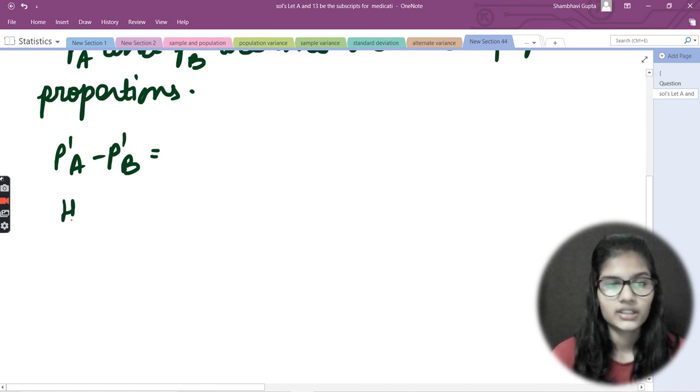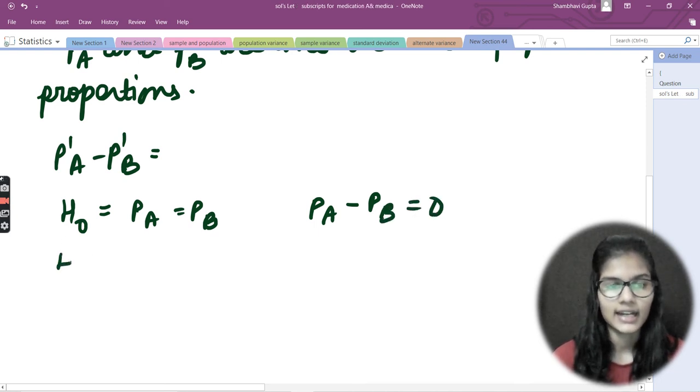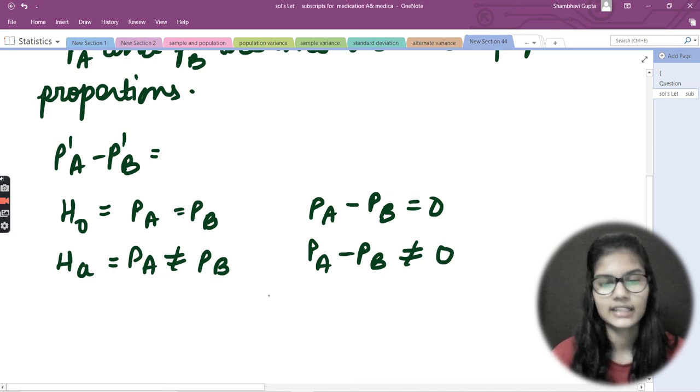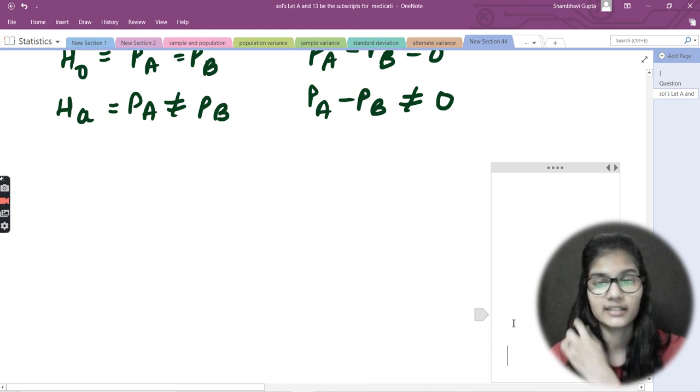So I'll be putting out the conditions here for the null hypothesis and for the alternate hypothesis. So for the null hypothesis, that is H0, we have PA is equal to PB, and in that case PA minus PB is equal to 0, right? And for the alternate hypothesis, we have PA not equal to PB. So in that case as well, PA minus PB not equal to 0. Right, these are the things which I have here. Now basically the word difference tells you that the test is a two-tailed test, that we had as well seen in the previous video in detail, right?